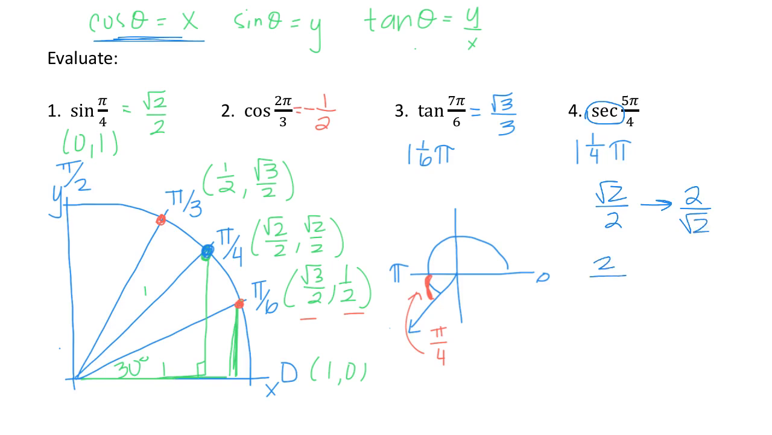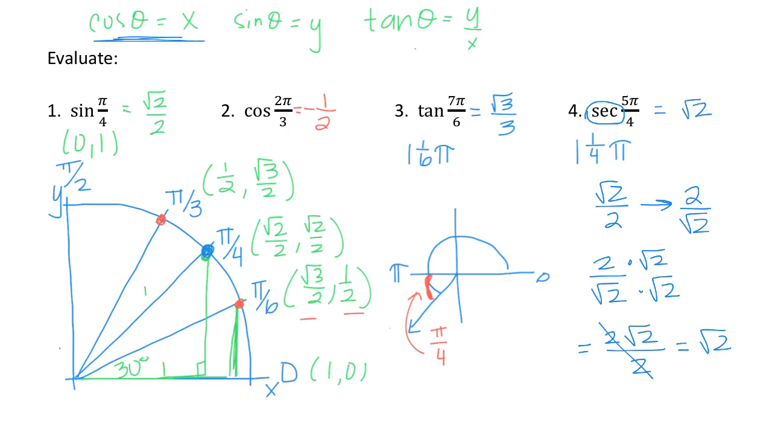So I'm going to take 2 over root 2 and multiply the numerator and the denominator by root 2. I get 2 times root 2 for the numerator. The denominator is square root of 2 times square root of 2, which is just 2. And these 2's are going to cancel out, and I just get square root of 2.